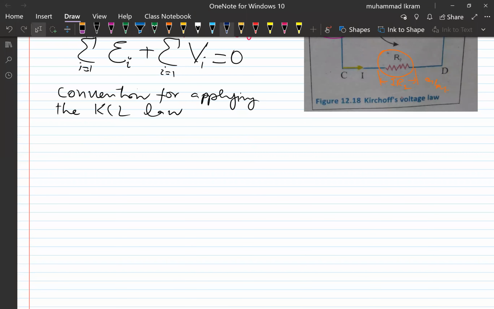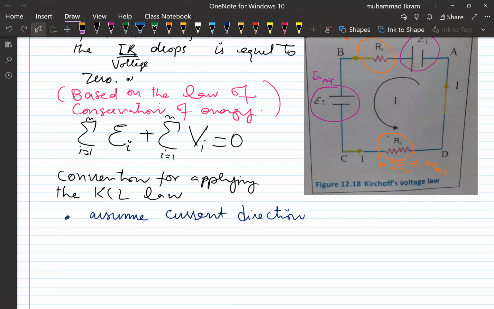Now, what is the first rule? There are two things which we can do. First of all, the first thing is to assume a current direction. To solve this, you must have an assumed current direction. The assumed current direction can be clockwise or it can be anti-clockwise, purely based on your choice.